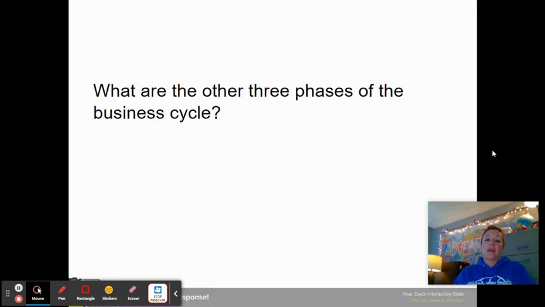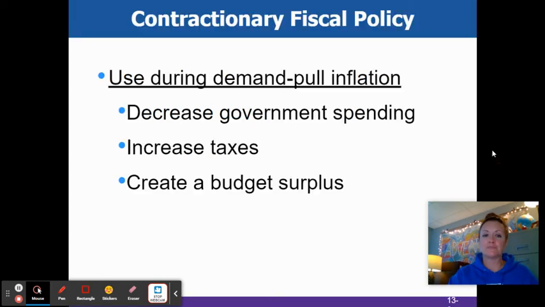All right, so just mentioned that expansionary fiscal policy is used during a recession. So then the next question to think about, as review from what we've talked about, is: what are the other three phases of the business cycle? Hopefully you remember those are trough, expansion, and peak. So all four of those ups and downs in the GDP together comprise the business cycle. Just throwing that in there as a little bit of review.